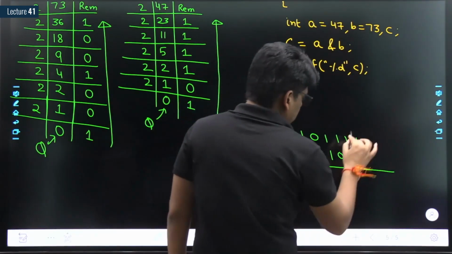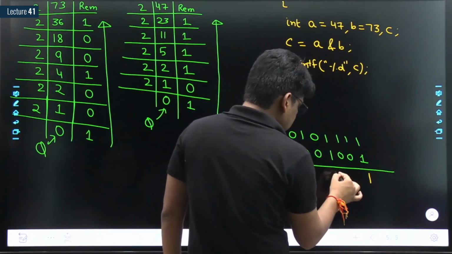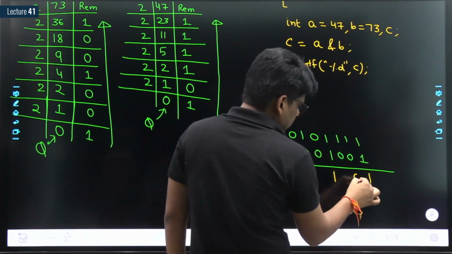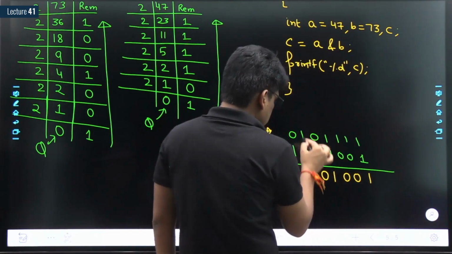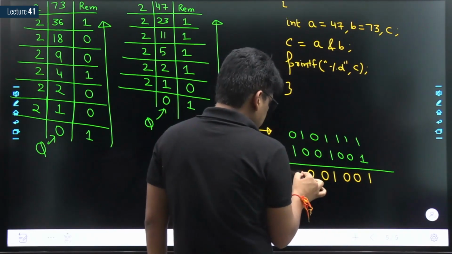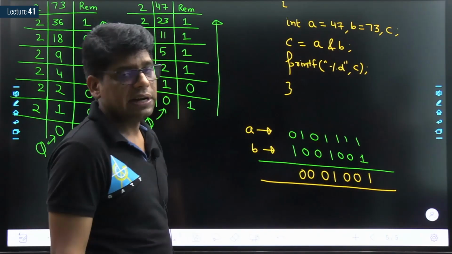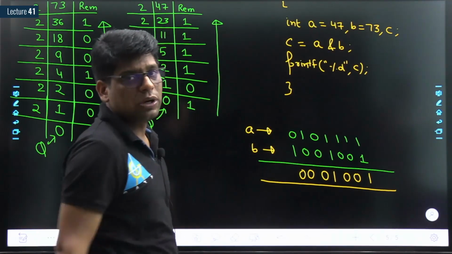Okay, sir. Both bits are 1, then the result is 1. Both bits are 1, then the result will be 1. Sir, both bits are not 1, that means result will be 0. Result will be 0. Result will be 0. So, this is the output of A bitwise AND B. That means, sir, this is the value that is being stored in C.